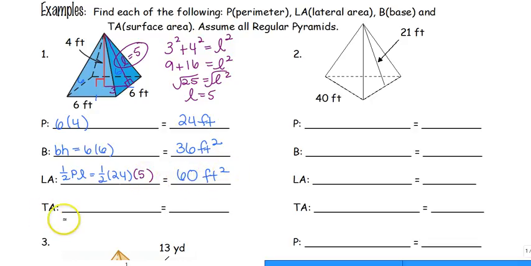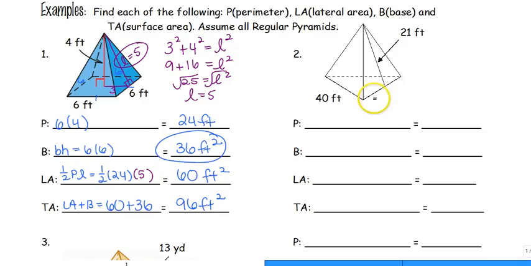Then for our total area, the lateral area are 4 triangular faces, and all we do is take that lateral area and add the base onto that. So the lateral area from the previous step of 60 plus 1 base, which we found the base was 36, gives us 96 feet squared. So the same process, just slightly different formula here. Let's go on to number 2.